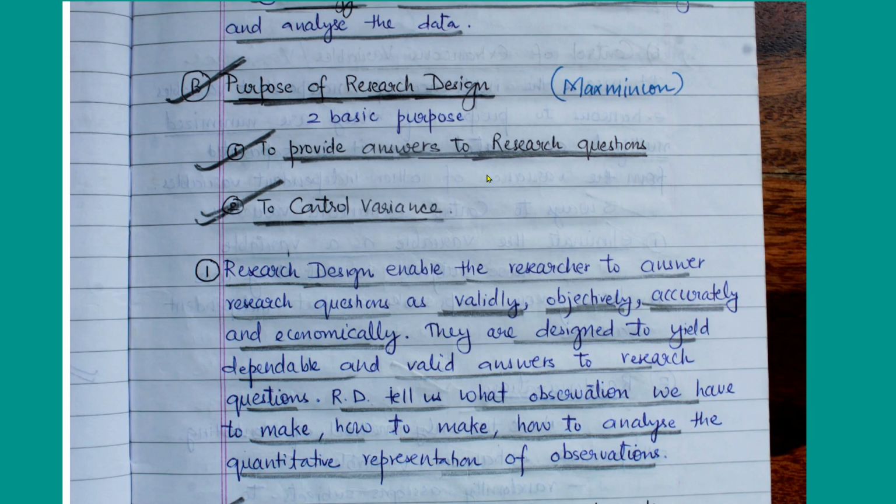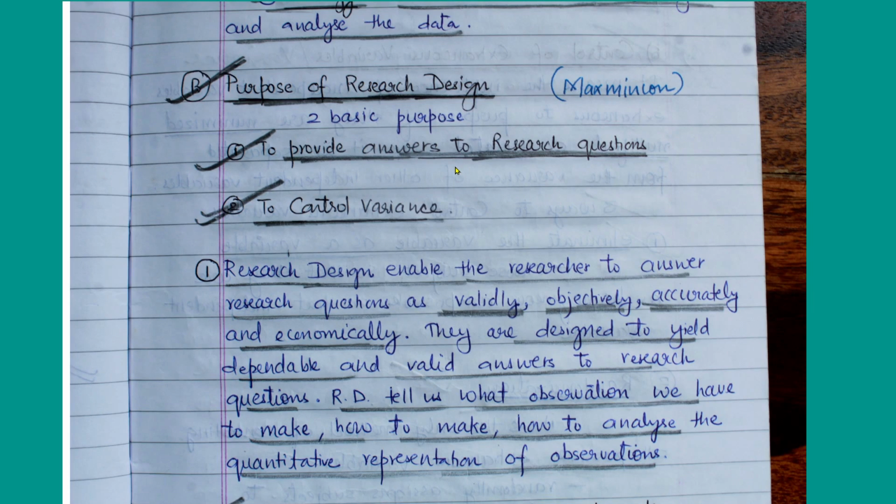The first purpose is to provide an answer to the research question. Why are you doing research? We are doing research to have an answer to a research question. Who will provide that answer? Our research design will, because research design includes everything from the first step to the last step. When we go through to the last step systematically, we will get the answer to our research problem. So the first purpose of research design is to provide an answer to the research question.